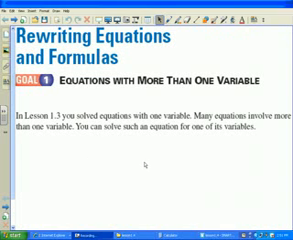1.4, rewriting equations and formulas. In the previous section, we were solving linear equations that were written in terms of one variable. In section 1.4, we're going to be looking at equations that are written in terms of more than one variable, and we'll be asked to solve those equations for one of the variables given.